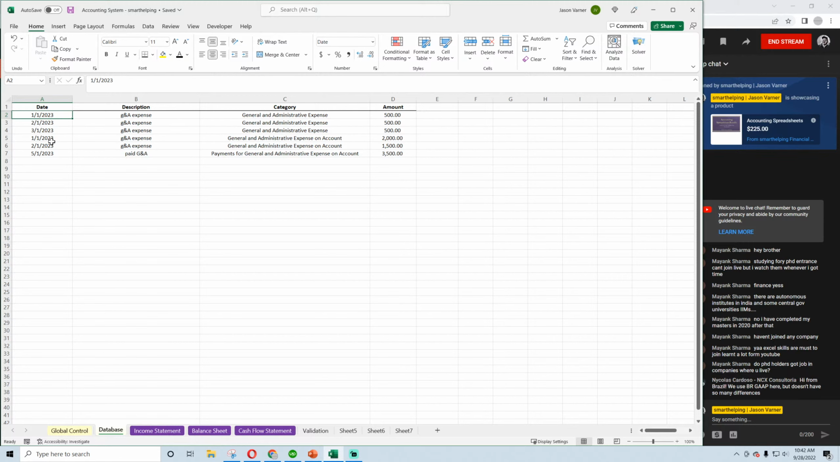From Brazil, we use BR GAAP here, but it doesn't have so many differences. Oh yeah, what's interesting about accounting? It was developed by the monks a long time ago. Over 1,000 years ago, I'm pretty sure. Maybe 500 years, I can't remember. Generally, the differences you'll see between different countries usually have to do with inventory valuation and revenue recognition and expense categorization. You probably have differences in what's considered a financing, investing, or operating activity.